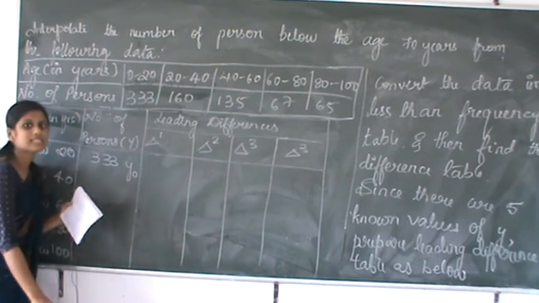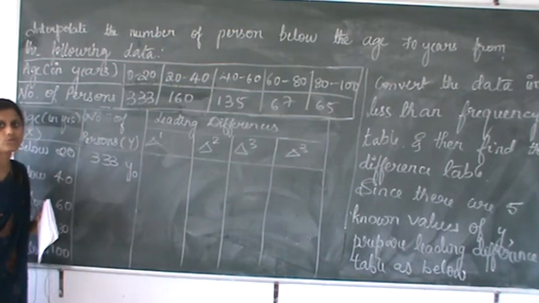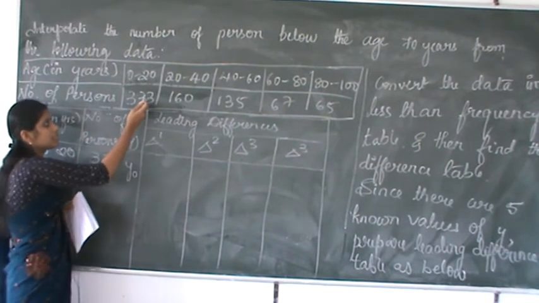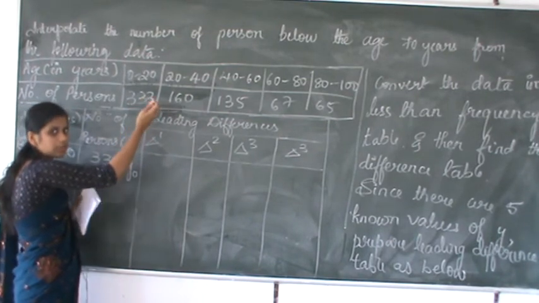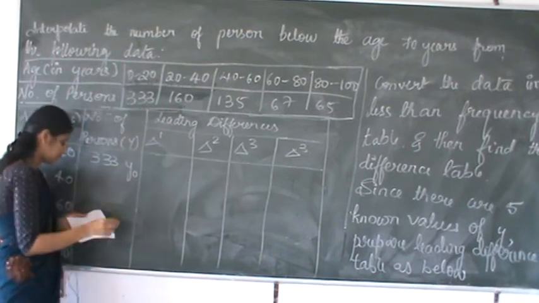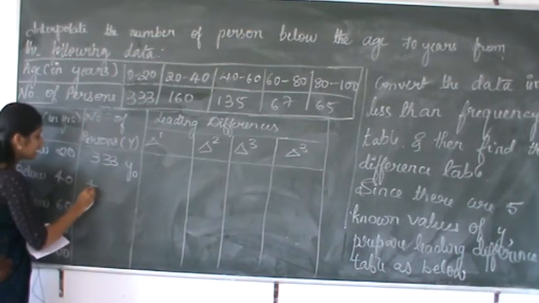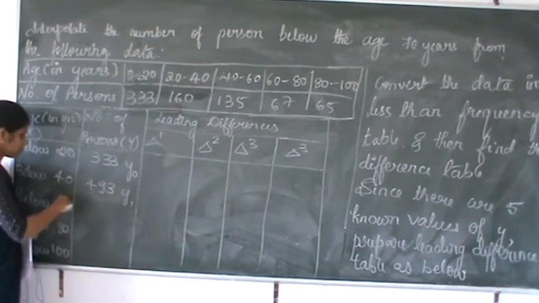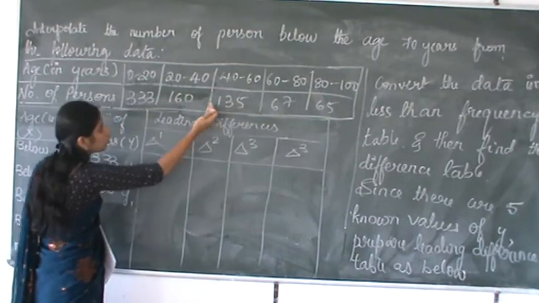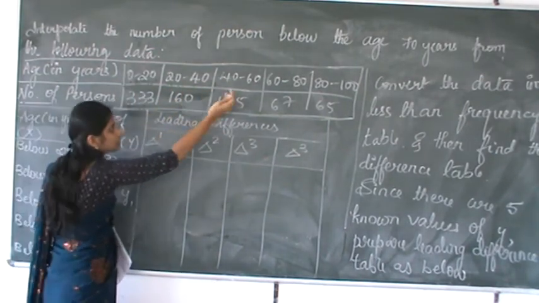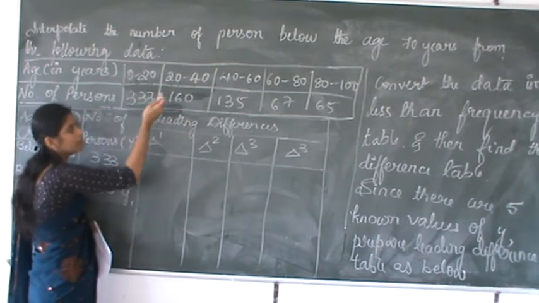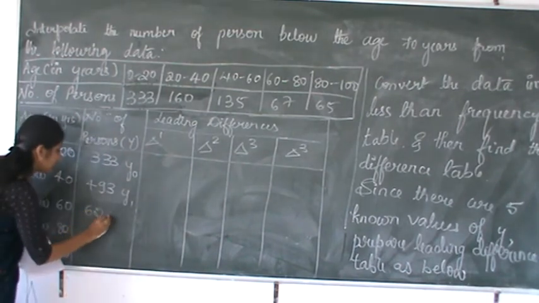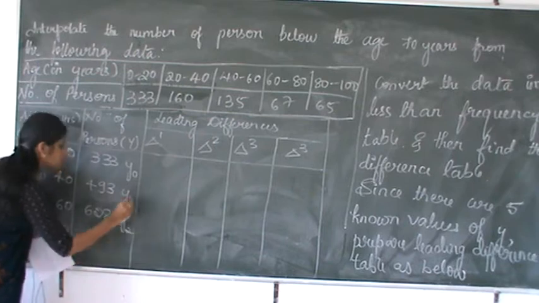333 plus 160. This is called less than cumulative frequency. Cumulative frequency is nothing but added up frequency. So less than cumulative frequency means we add the frequencies which are below that. So 333 plus 160 is 493. You can mark it as Y1. Next, below 60 includes all these three values, 0 to 60. 333 plus 160 plus 135 is 628. We can denote it as Y2.